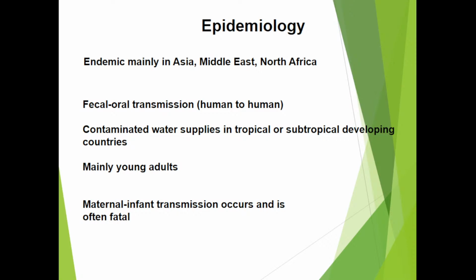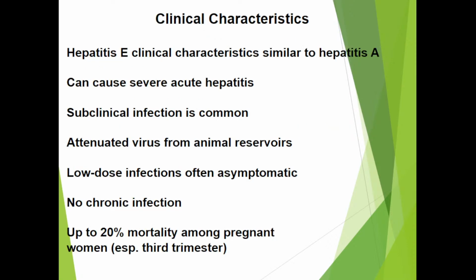Mature infant transmission occurs and is often fatal, whereas its clinical characteristic, again, is similar to hepatitis A, but it has a high mortality rate in pregnancy. And so pregnant women especially should be hospitalized and intensively treated because of the high level of mortality in pregnant women, which is untypical for hepatitis A, but typical for hepatitis E.